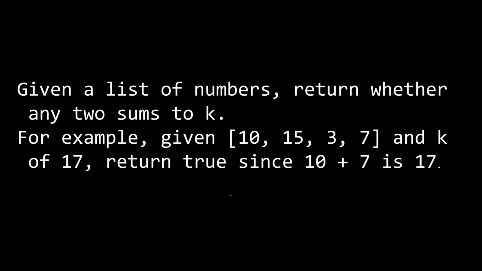For example, you're given this array of numbers which has 10, 15, 3 and 7, and the value of k is 17. So you have to find two numbers which add up to 17. If that's the case, you return true, else you return false. In this example, there are two numbers, 10 and 7, which add up to 17, so we are returning true. However, if the value of k was 12, we will return false because there are no two numbers which add up to 12.